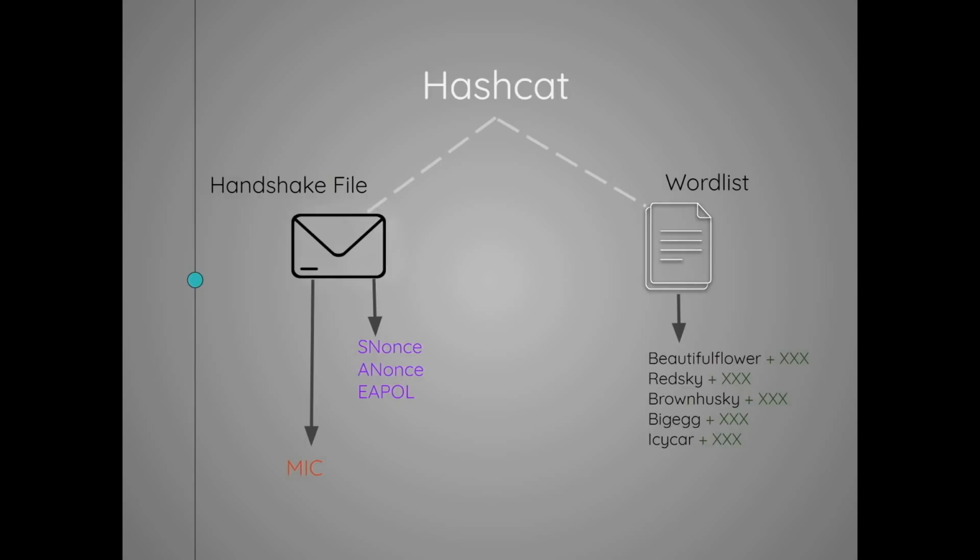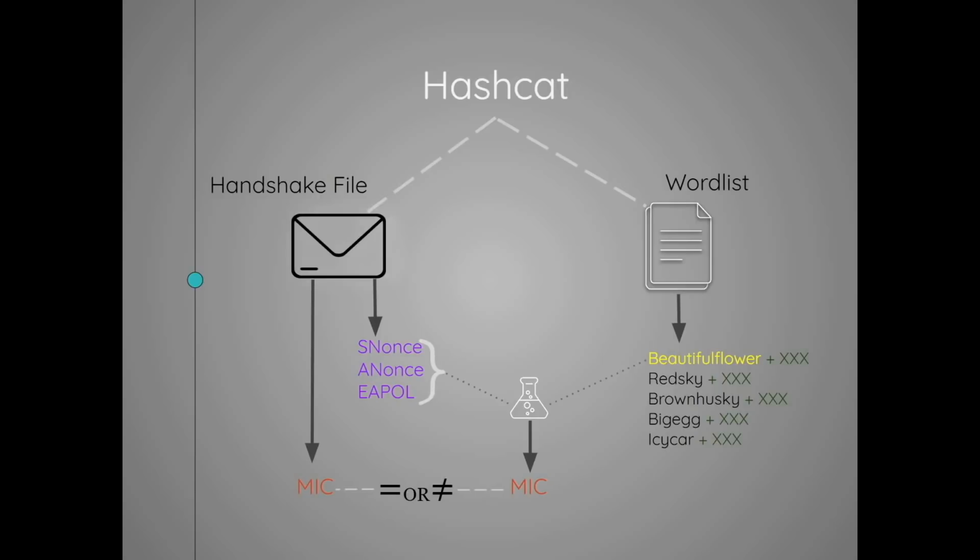So it will separate the MIC, or the message integrity check, by itself. MIC is basically the data that checks if the correct password has been entered or not. The other data in here will be used with the passwords from the word list to generate a new MIC. Then HashCat will take the newly generated MIC and compare it with the original MIC that has been taken from the handshake file. So if these 2 MICs match, then that password is correct.